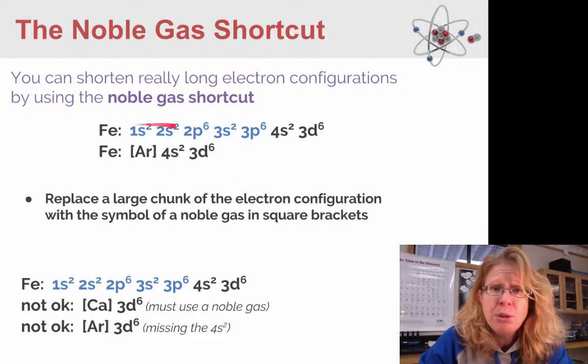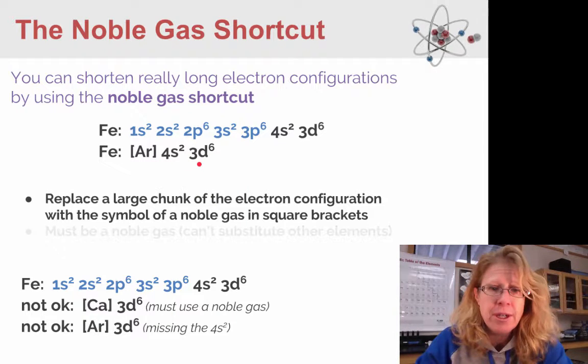So we're taking apart this blue part here, and we're replacing it with the symbol of that element, which is argon, and then the last little bits that actually make iron different from argon.